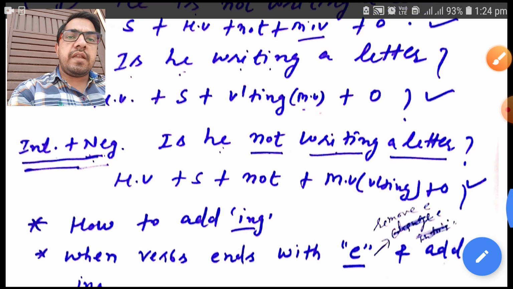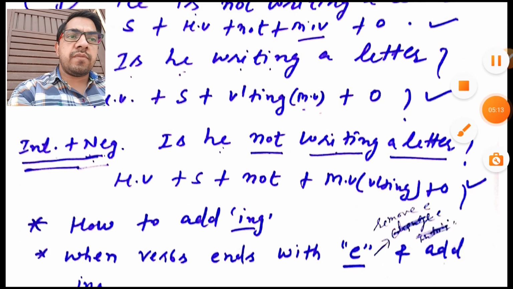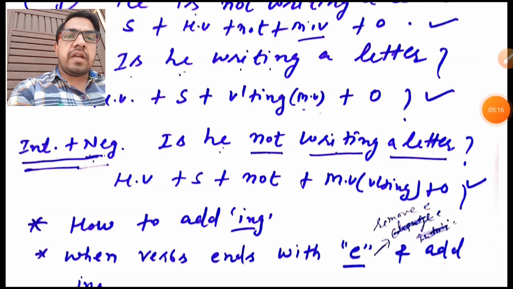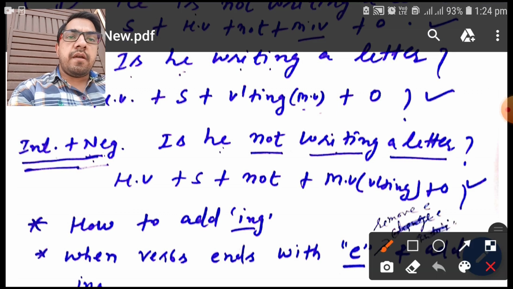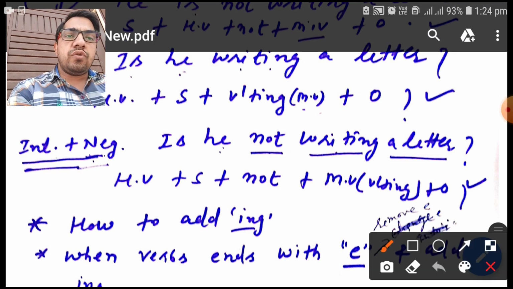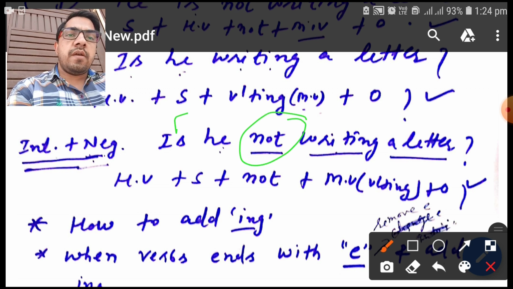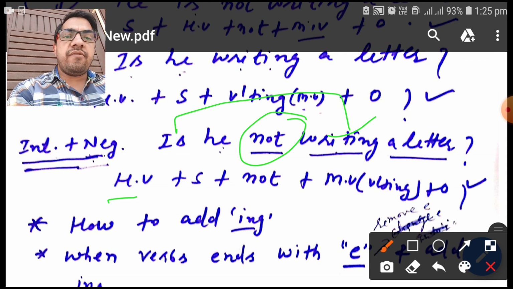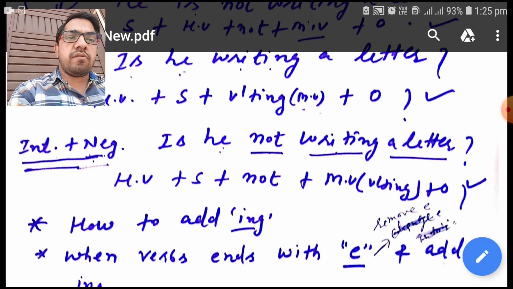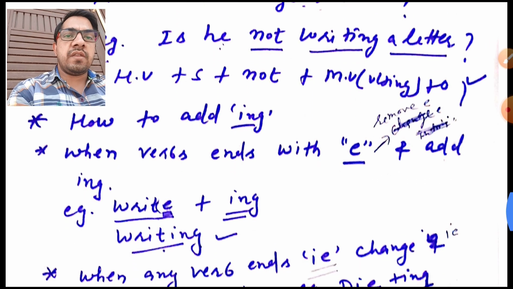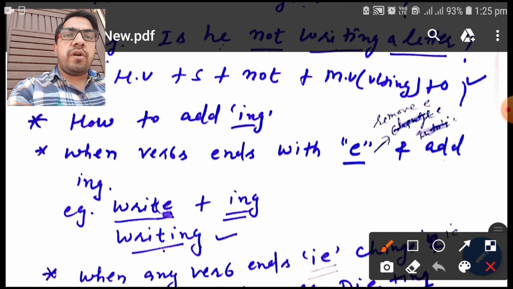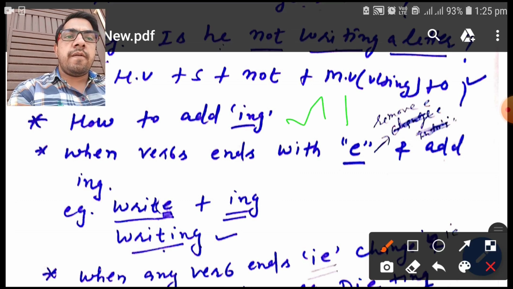In interrogative plus negative sentences: is he not writing a letter? I have just told you that we should use the negative form between the helping verb and the main verb. The structure for an interrogative plus negative sentence is helping verb, subject, not, main verb, objective part of the sentence. Now I am going to tell you how to add ing along with the first form of a verb.